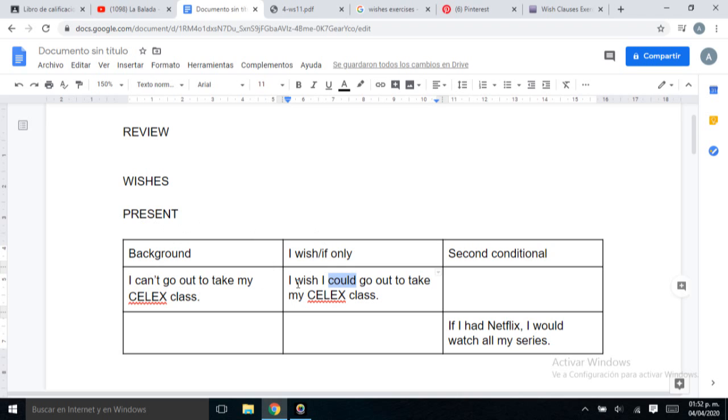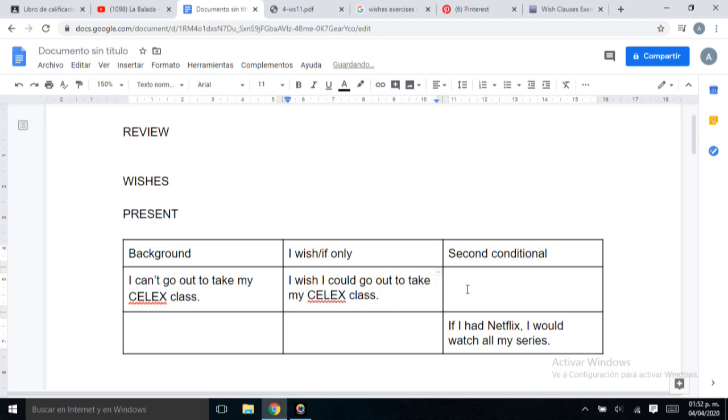I can't go out, I wish I could go out. Then, apart from this one, it's important not only to pay attention to the tense that we're using, but also the meaning that we have. So probably you say, okay, this is negative, so we have to use this one in negative, but it is not in this way. We have to keep in mind what the meaning is. If I write here couldn't, as in the background example, I wish I couldn't go out to take my English class. Well, this one is not possible because basically you cannot go out. So what is the wish?